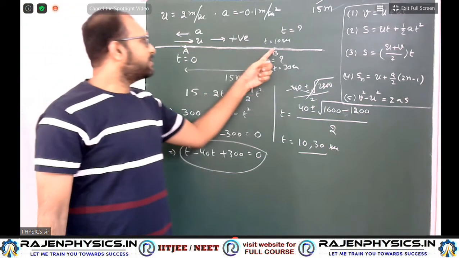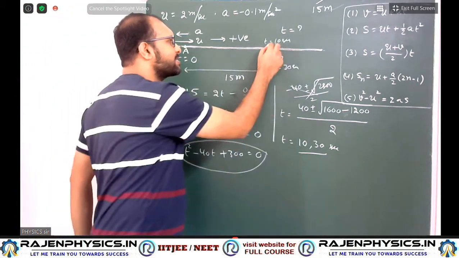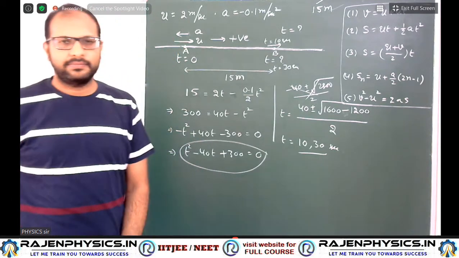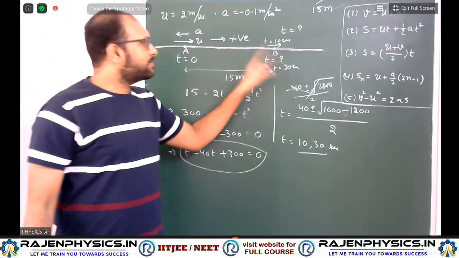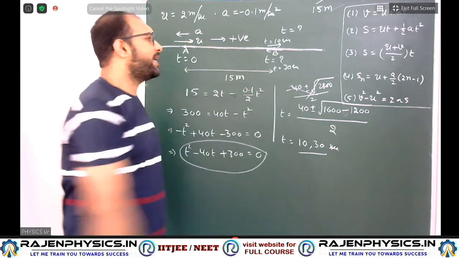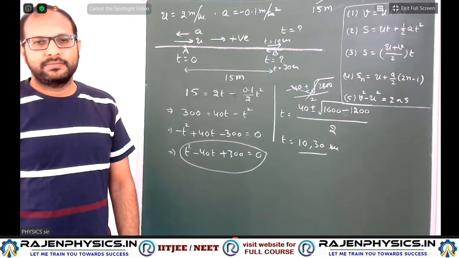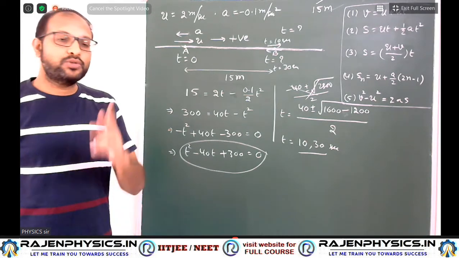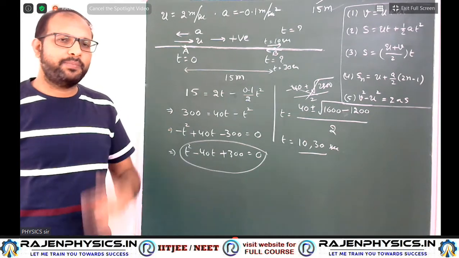At t equal to 10th second, body is at B, but velocity is in this direction. At t equal to 30th second also, body is at B, but velocity is in the opposite direction. Now students, here, the examiner can ask one more problem also.